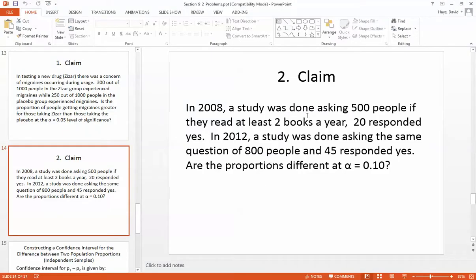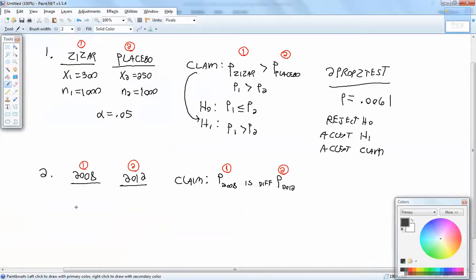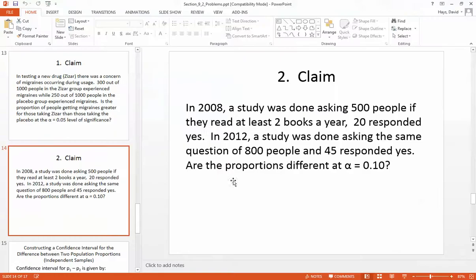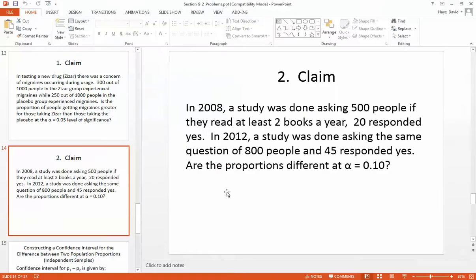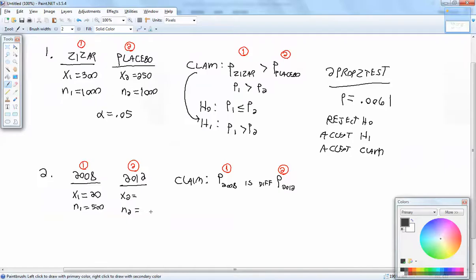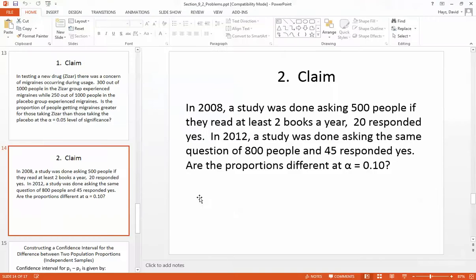Okay, in 2008 a study was done asking 500 people if they read at least 2 books a year. 20 responded yes. So 500 is N1. And X1 is going to be 20 responded yes. Now for 2012, it says asked 800 people, 45 said yes. So 800 and 45 said yes. Alpha is 10%. Okay, now we're ready for our steps.